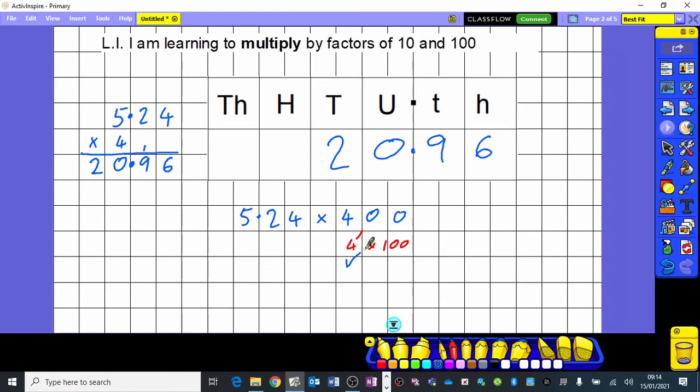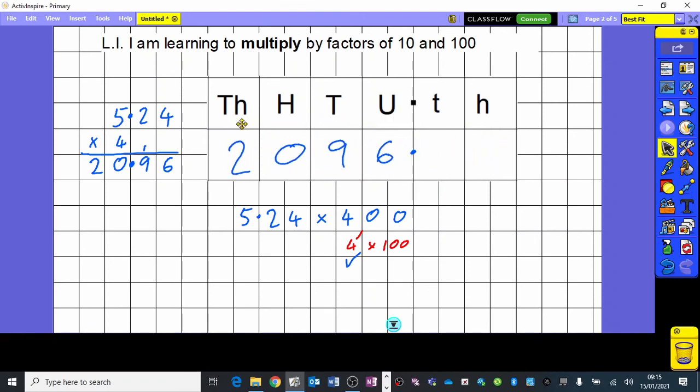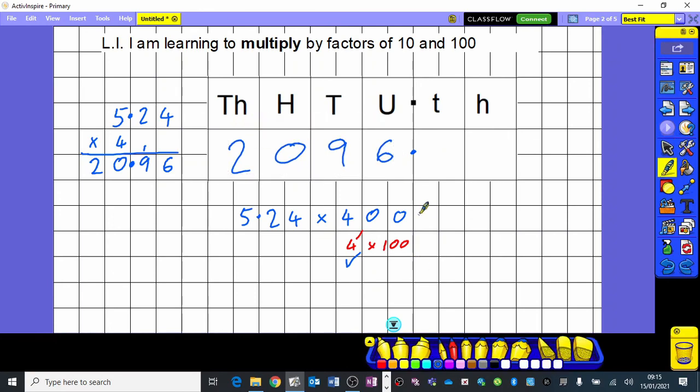Lastly then, we need to multiply by 100. So all of this is going to have to move up 2 places. So let's take all of that and we're going to move it up 2 places to multiply it by 100. And so our answer is 2096. So there you have it.